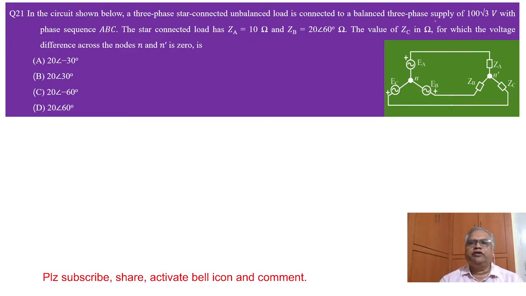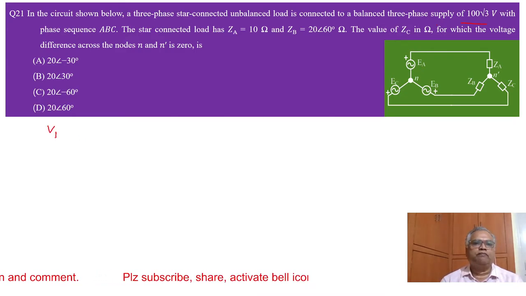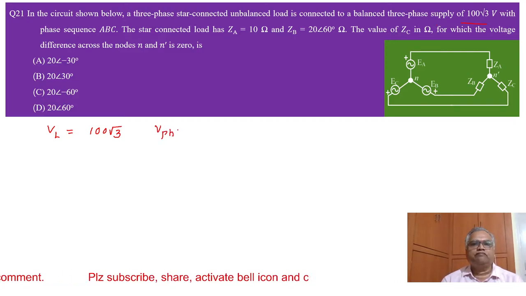What is the voltage given? A three phase supply of 100√3. So 100√3 is always a line voltage. By default, you have to take it as a line voltage. So what is the phase voltage? V phase is always VL by root 3, which is equal to 100 volts.